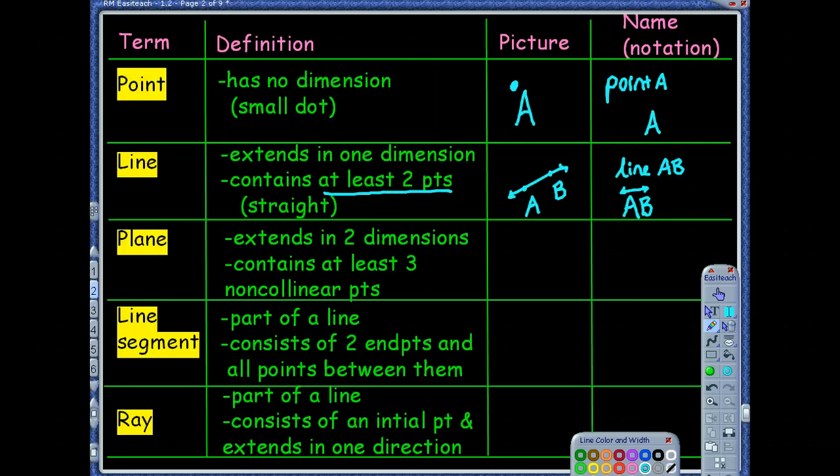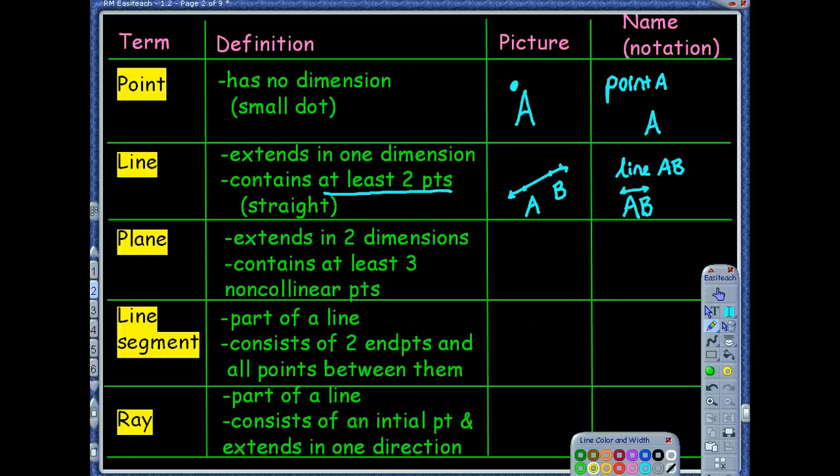And to stress about Mrs. Hope Graby's picture, the reason she drew the arrows, which you guys have dealt with before, is to show that it goes on forever. So part of the definition, you could even say that lines never end. They keep going and going and going.